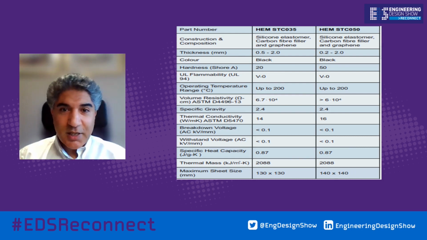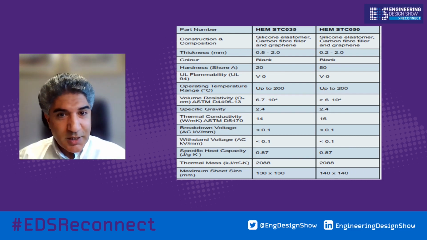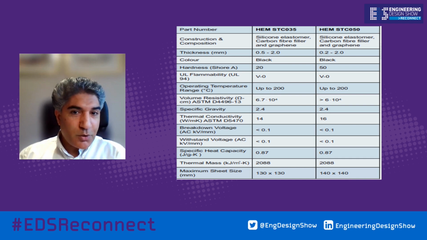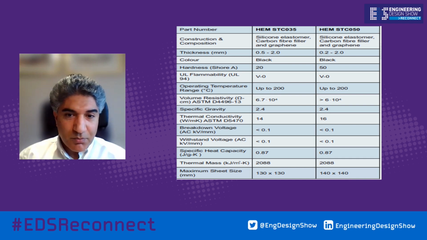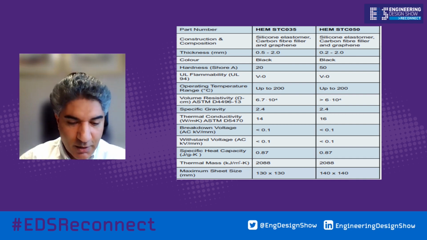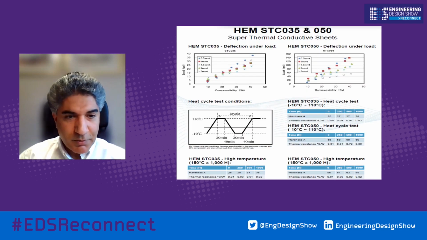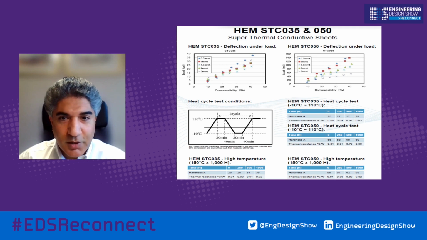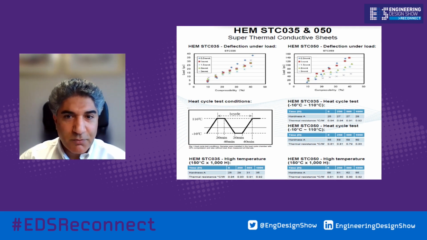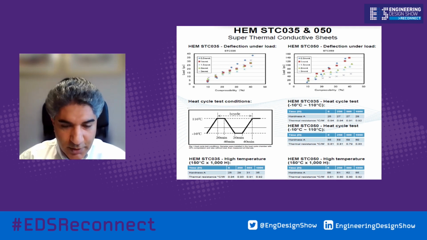We can provide test data, different types of thickness, available up to 200 Celsius, and different sheet sizes as well, 0.50 to 2 millimeter thickness. There's some excellent thickness on these materials. So we can provide test data if you need to prove it, with different compression forces and deflection forces applied.